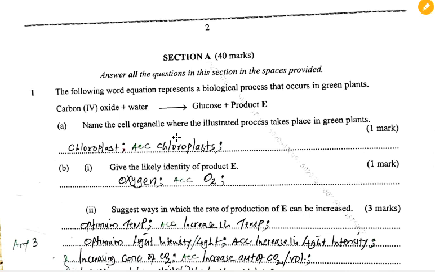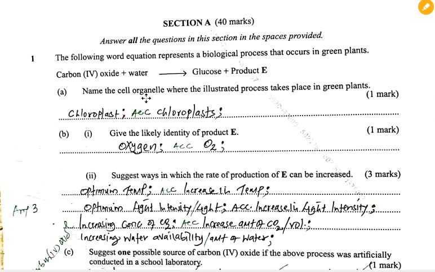Revision of Biology Paper 2, KCSE, 2024. The first question: the following word equation represents a biological process that occurs in green plants. We have carbon dioxide plus water, we get glucose plus product E. In part A, name the cell organelle where the illustrated process takes place in green plants.